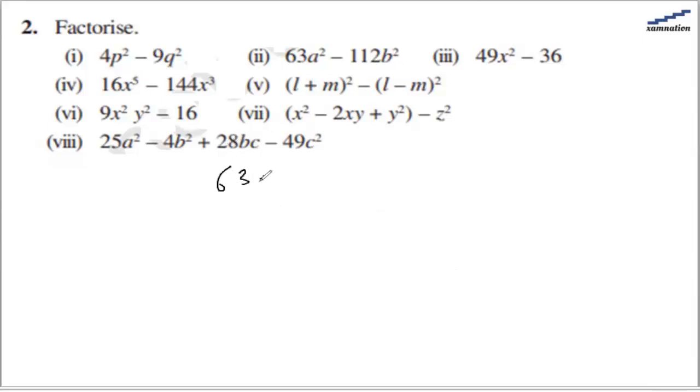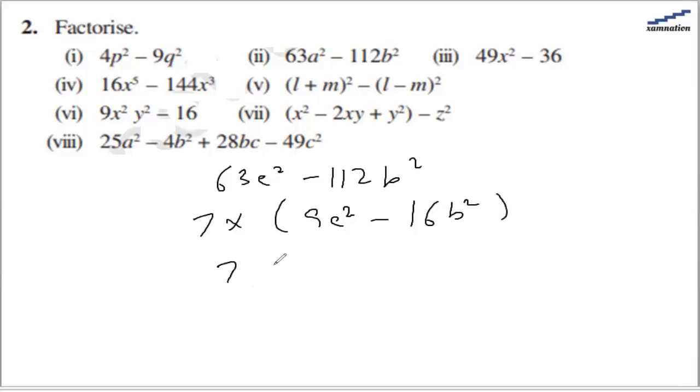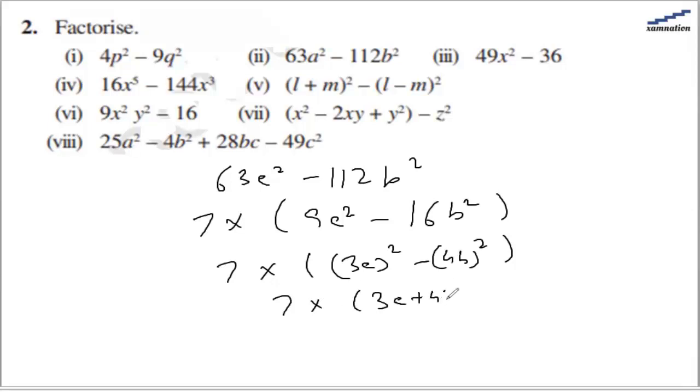In the second part, we have 63a square minus 112b square. Because both of these terms have 7 common, let's keep 7 outside, and that will be 9a square minus 16b square. Basically that will give us 3a whole square minus 4b whole square. So it will be 3a plus 4b and 3a minus 4b. So these three terms, 7, 3a plus 4b and 3a minus 4b, are the factors of the second part.